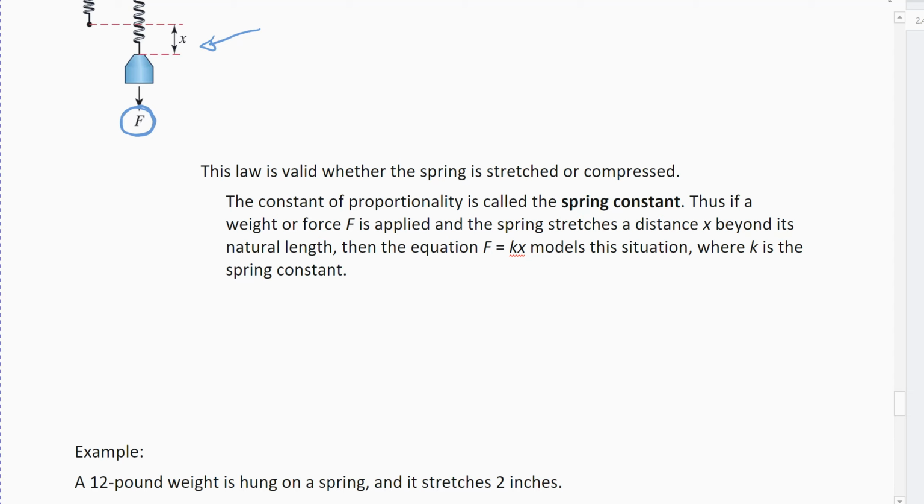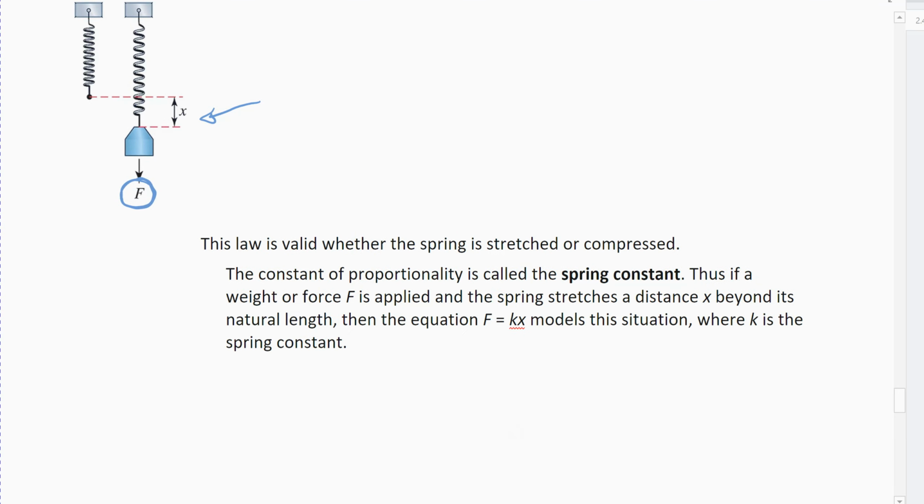All right, so the constant of proportionality, that K value, is the spring constant. And it's related to the force applied to stretch the spring a distance of x beyond its natural length. So that's what I mean. This is its natural position. This would be the distance it's been stretched by. What caused that stretching is this force. And so it is that simple equation. All right, force, the weight, is directly proportional to the distance the spring is stretched, right?